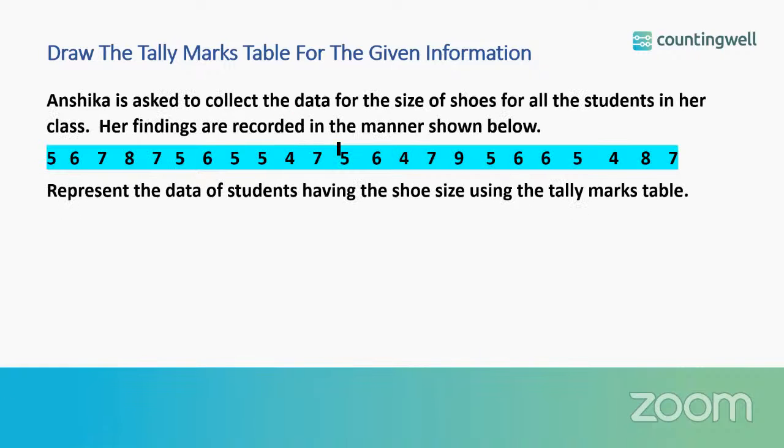Let us see one example. Anshika is asked to collect the data for the size of shoes for all the students in her class. Her findings are recorded in the manner shown below. So here is the data for the size of shoes for all the students in Anshika's class. What do we have to do? We have to represent the data of students having the shoe size using a tally marks table. Why do we use a tally marks table? It is one of the ways to represent the data in a suitable or easy to understand form.